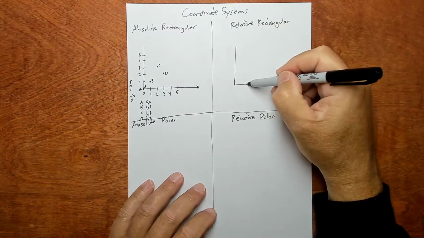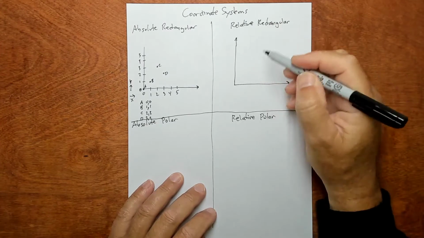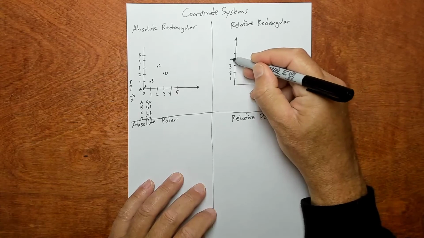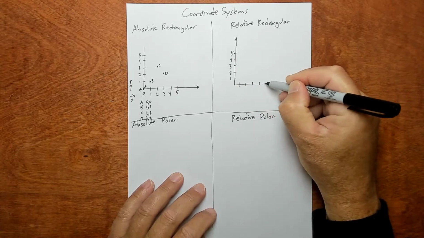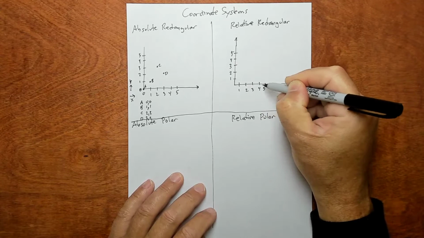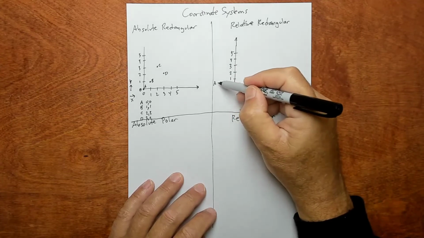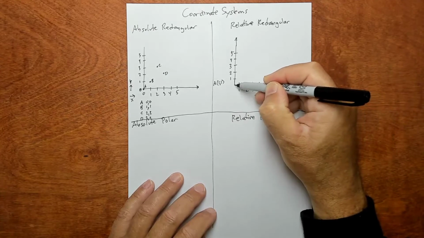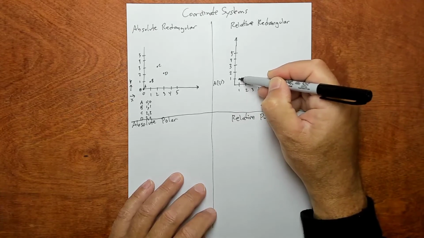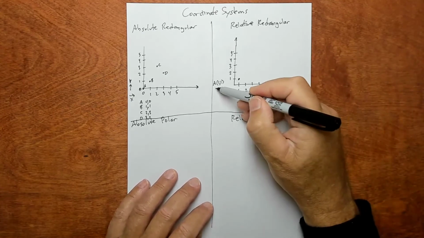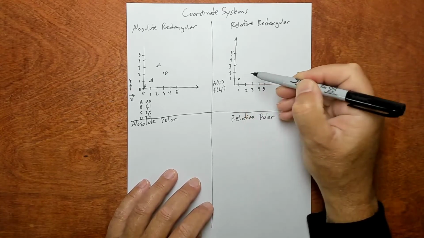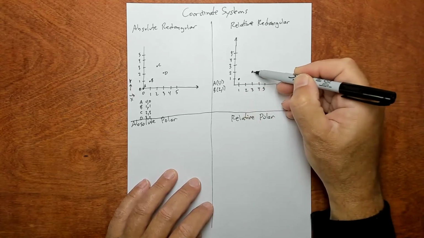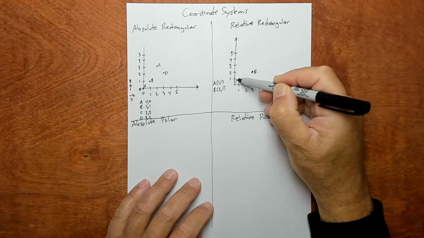Okay, relative rectangular is similar, except each point given in the sequence is relative to the point before it. So let's say you had the sequence. The first point A was 1, 1. You'd start relative to the origin, really, so you'd go here on the first point. But then let's say B was 2, 1. So this means go over 2 and then up 1 relative to the previous point. So B would be here, okay?